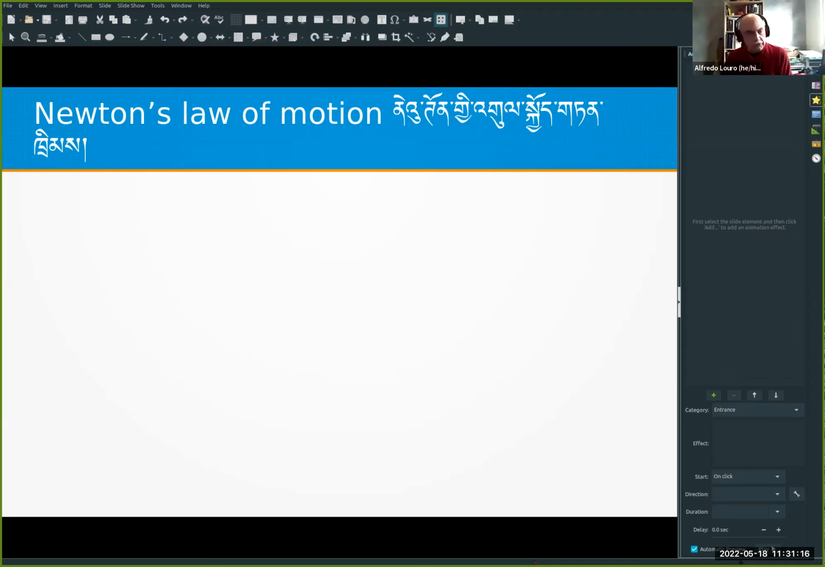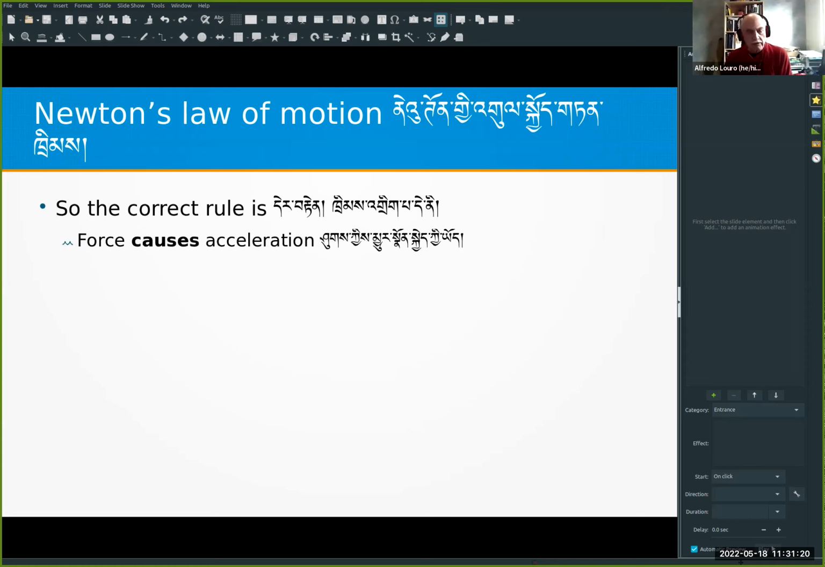So here's what Newton said. He said it's actually true that a force causes an acceleration. That is, applying a force, a push or a pull, causes an object to accelerate, and it accelerates in the same direction as the force.